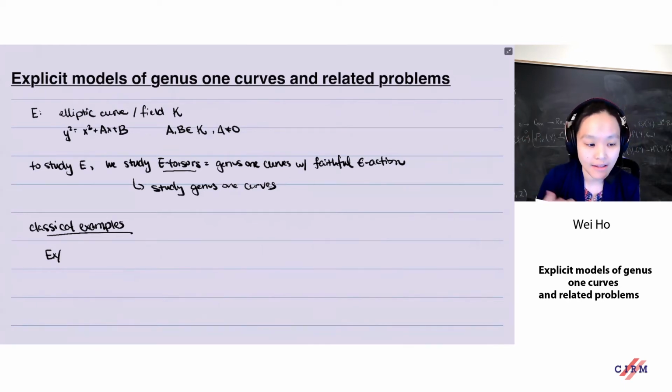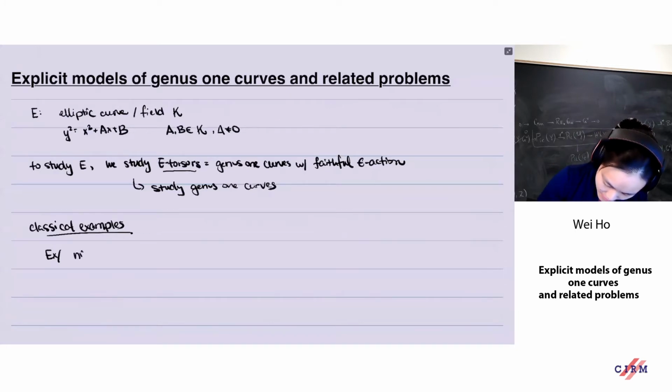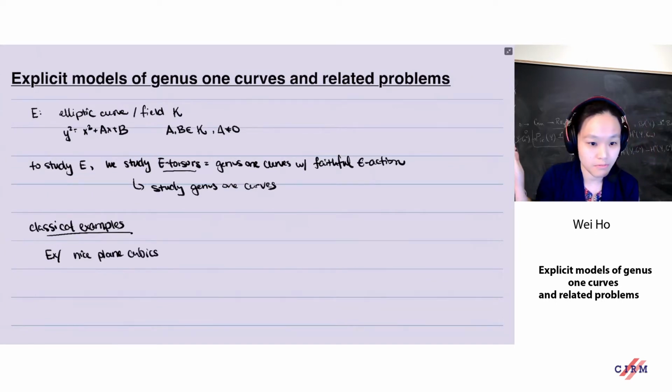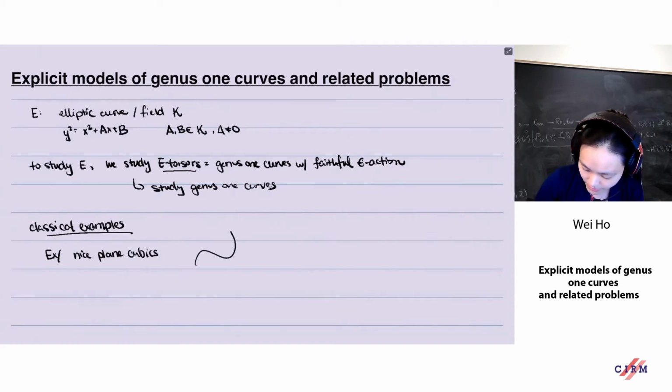But if you ask them beyond that, they might say, okay, plane cubics, right? So nice, I'm just going to use Bjorn's standard notation here, nice plane cubics. Nice meaning smooth, projective, geometrically connected here. So some sort of plane cubic. And then you use the genus formula and you find that these are genus 1, right? So here my curve is sitting inside P2.